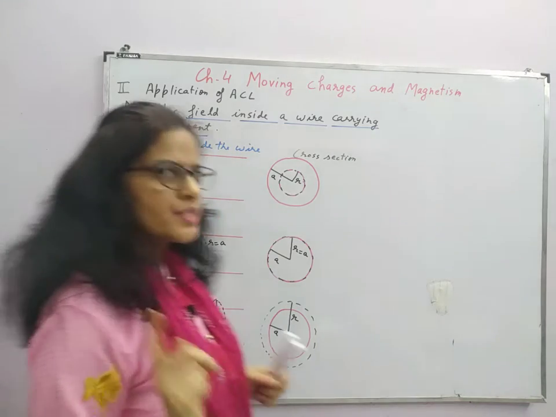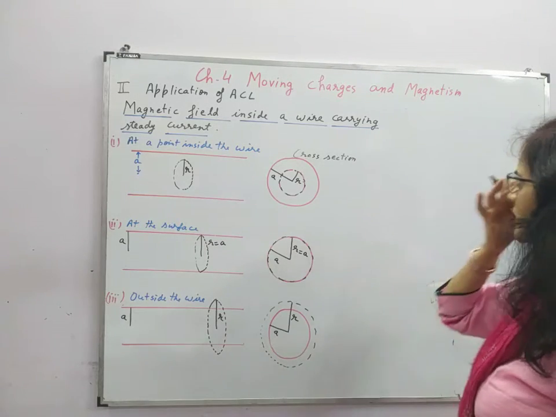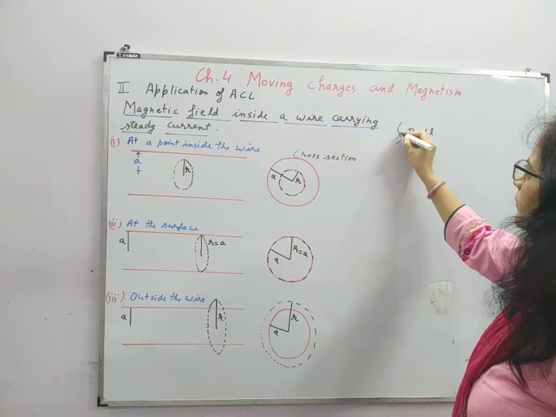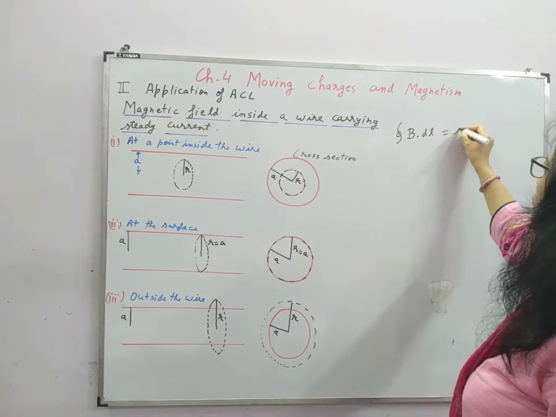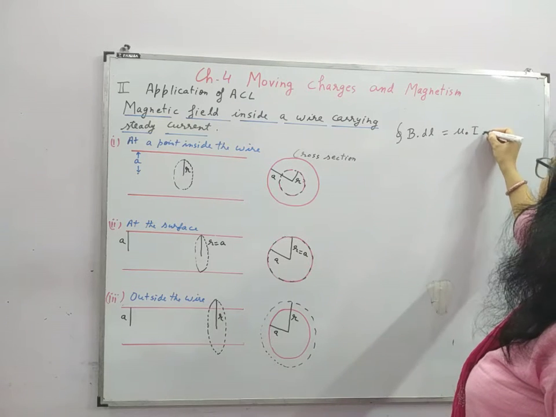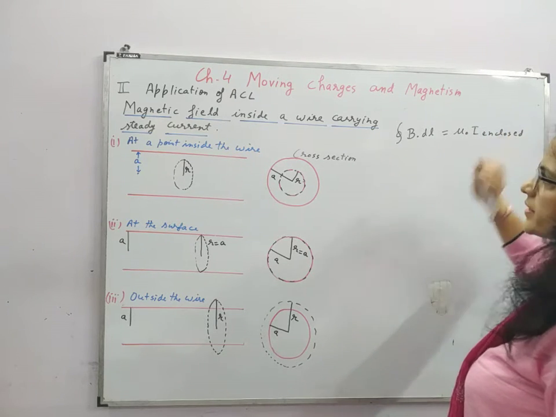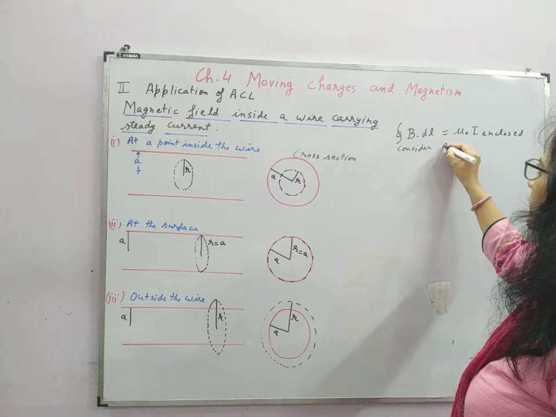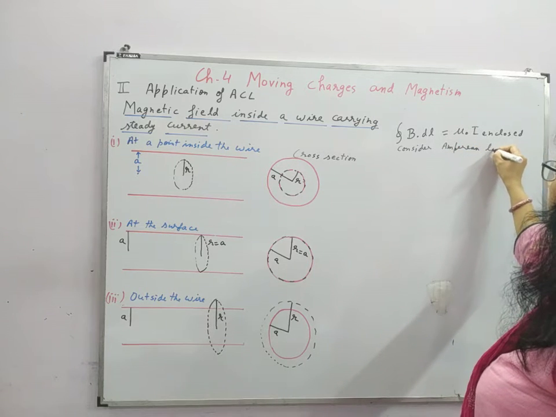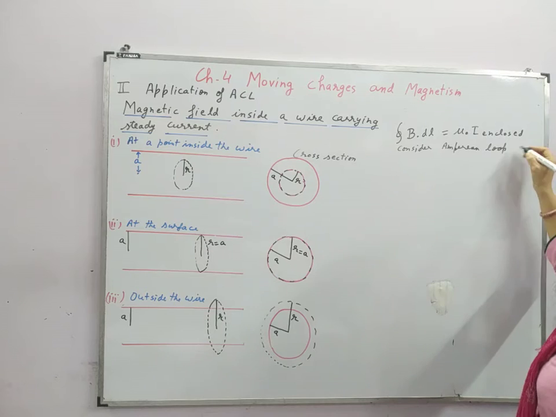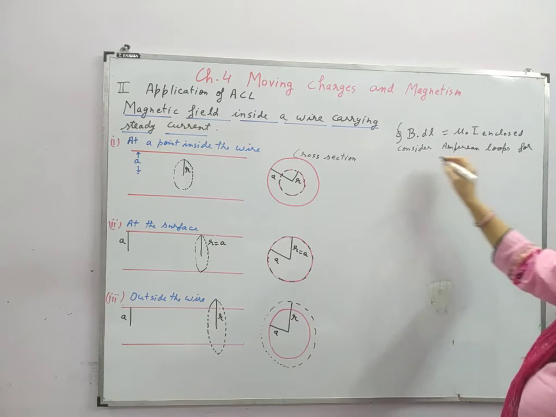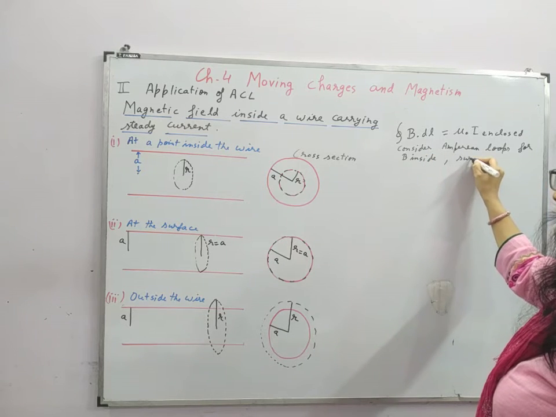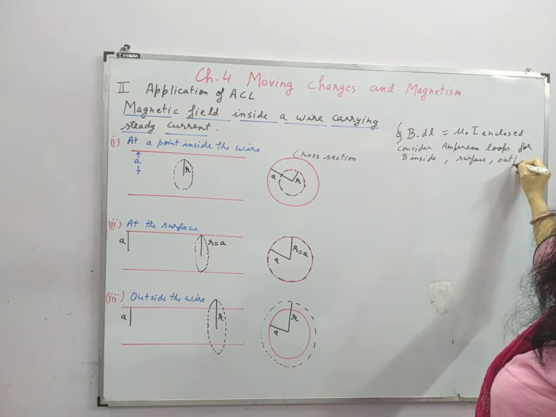Since we are using Ampere's circuital law, what is the basic formula? We know that the line integral of B dot dl is equal to mu naught times the current enclosed. So we are considering the Amperian loop for B inside, surface and outside point, right?